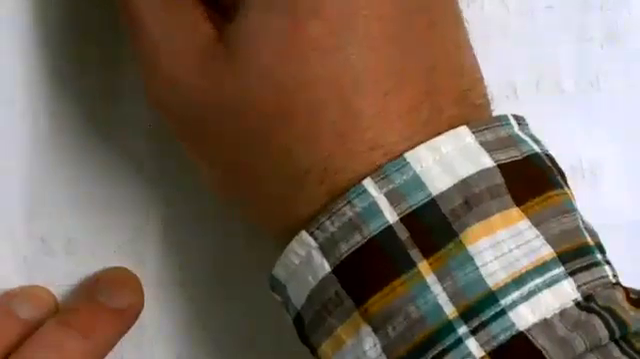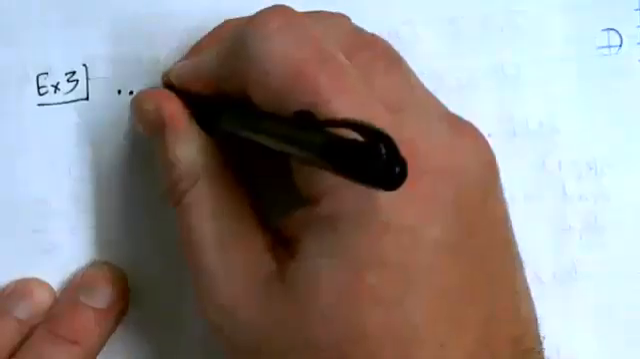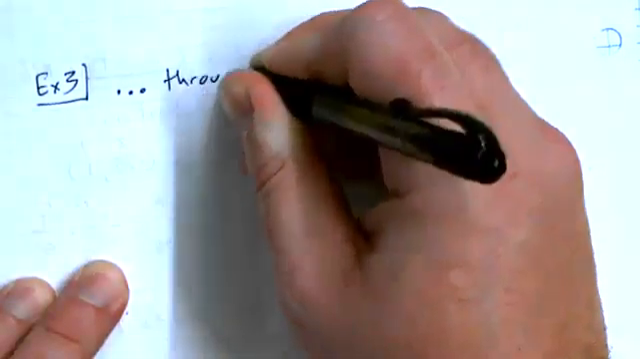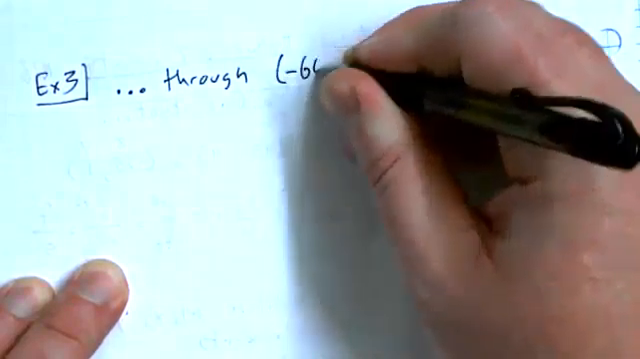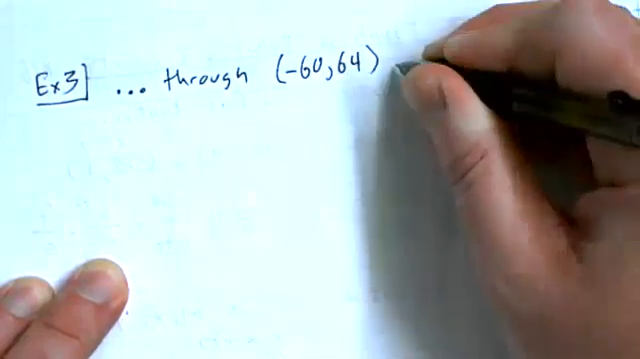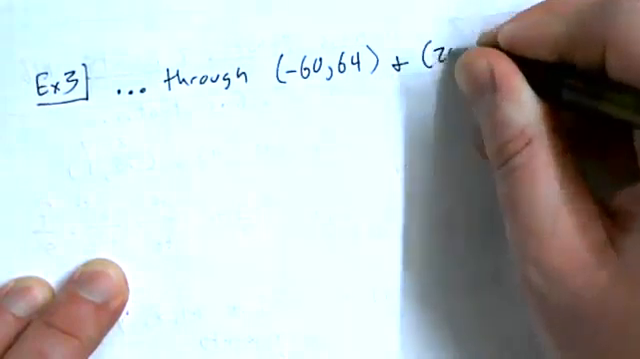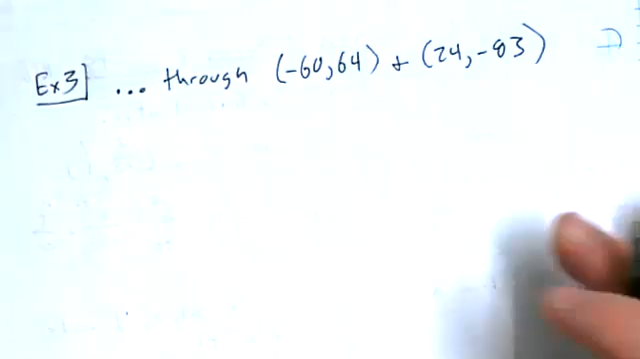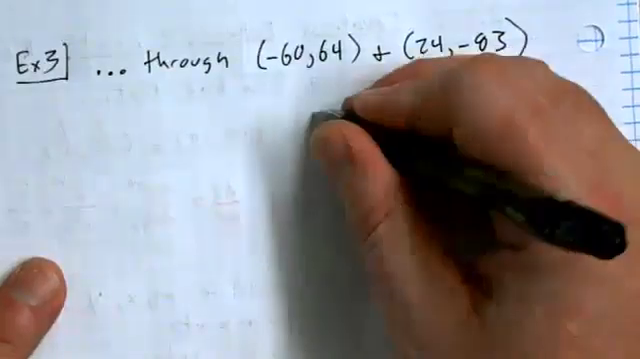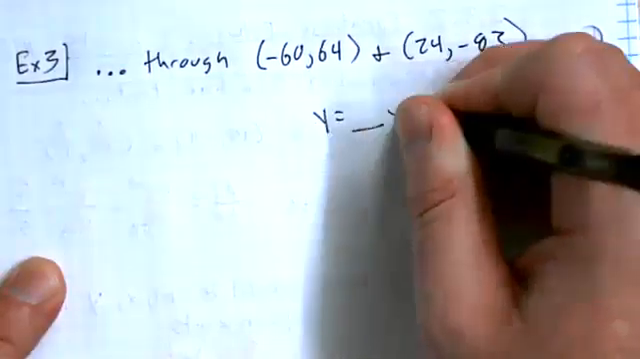One more, and this one you're going to do on your own. Okay. So example 6. This time around, you're going to write me the equation of a line that goes through. I've got some big numbers in here this time. (-60, 64) and (24, -83). Remember, your overall goal is to write me an equation that says y equals something x plus something.